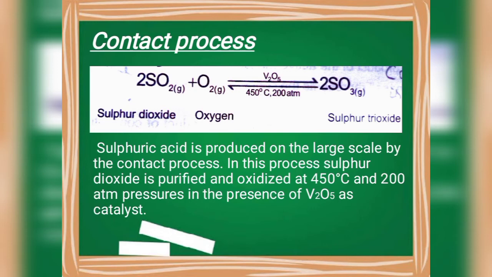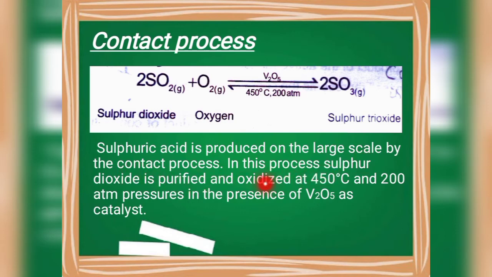So we can discuss only the second step here. Second step involves the formation of sulfur trioxide, and this is a very important step for the formation of sulfuric acid. Sulfuric acid is produced on a large scale by the contact process.